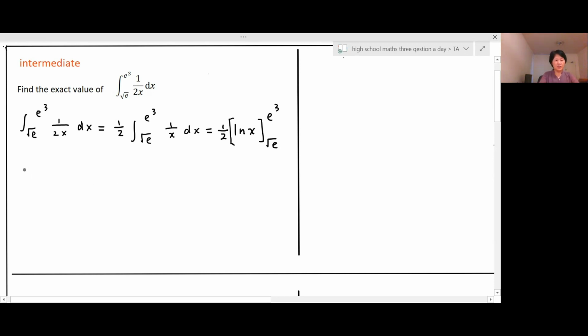Okay, then equal to half still here. And this ln means the log, base is e. So this x, we are using this e power 3 to replace. This x, we are using the square root e to replace.